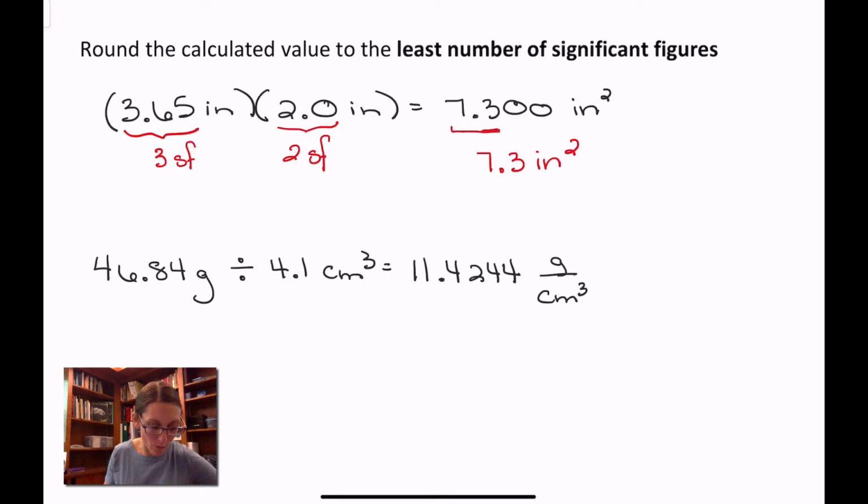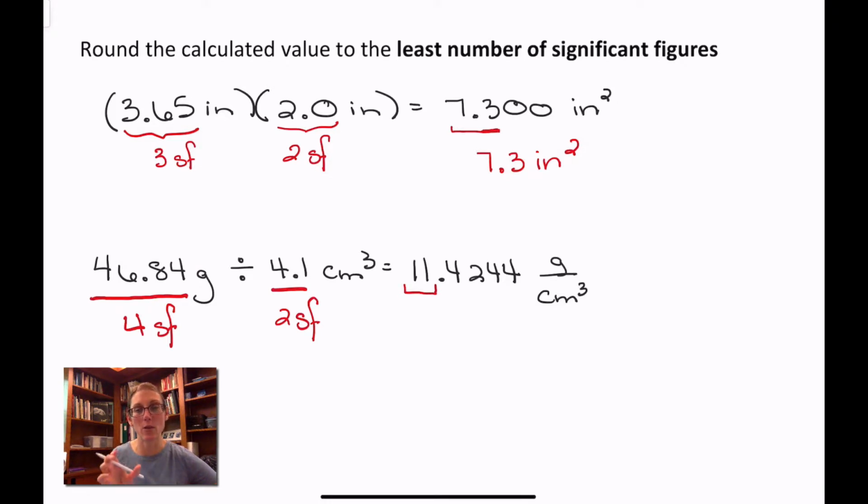Okay, so 46.84, this has 4 significant figures. All of those digits are significant because they're not 0. 4.1 only has 2 significant figures. So 4 and 2, 2 is smaller. So starting at the first non-zero number on the left, I'm going to count over 2 spots. Okay, this is the part I need to keep.